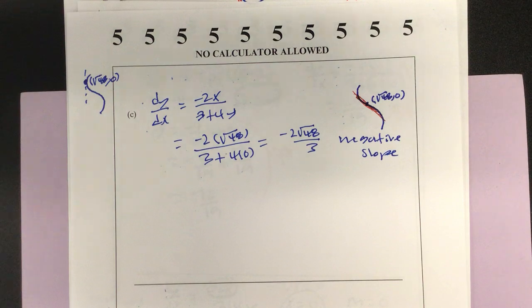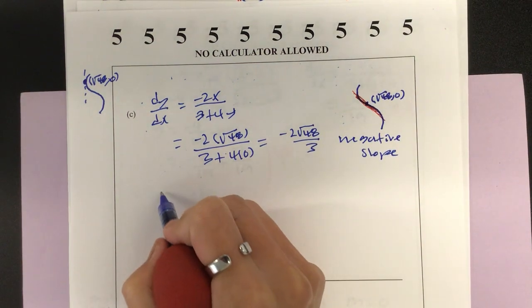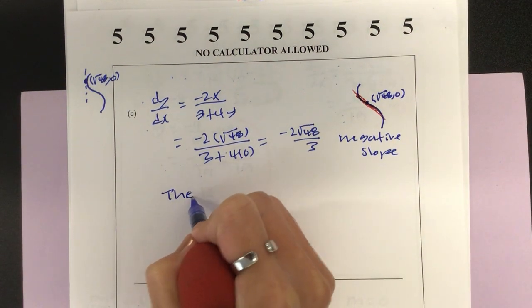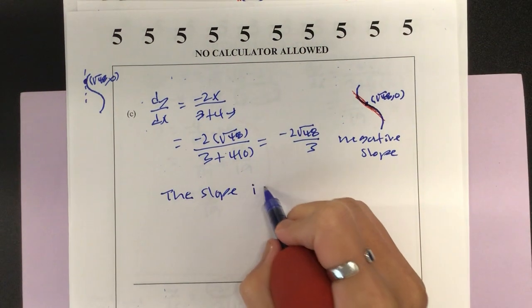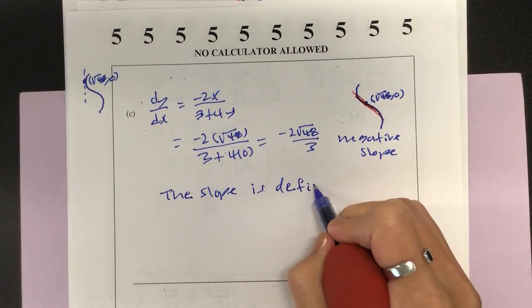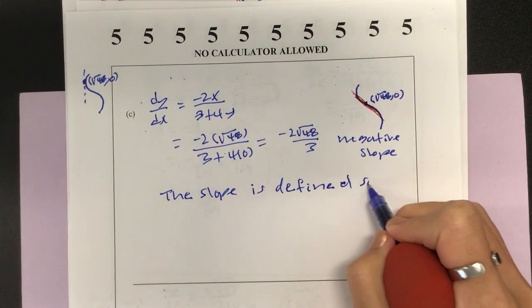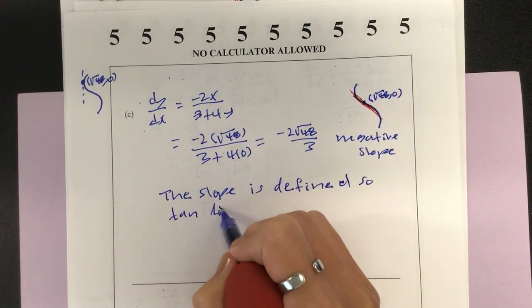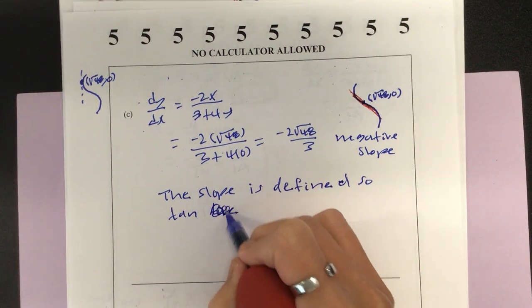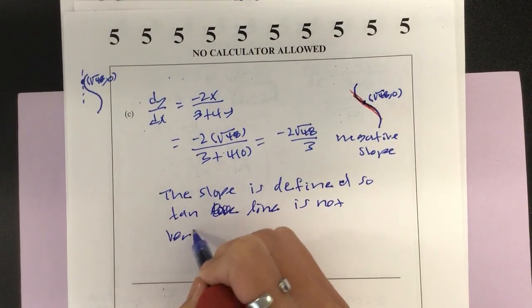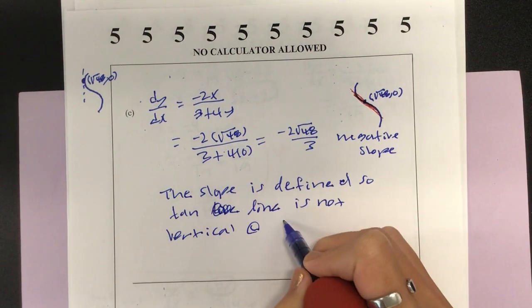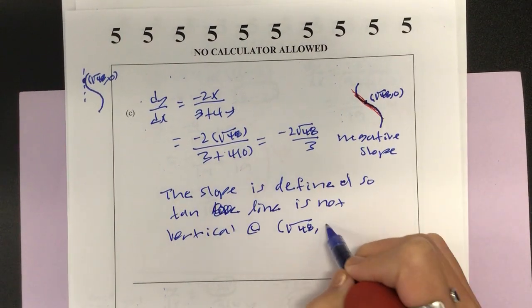Okay. So I'm going to write on here the slope. If the slope is found, is that defined or undefined? It is defined. There is a value. Slope is defined. So the tangent line, that's a line by the way, let me rewrite this, is not vertical at the point radical 48 comma 0.